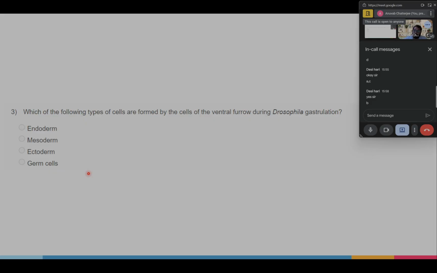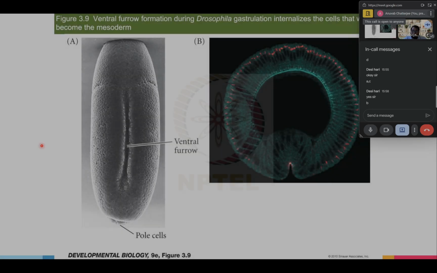Okay, DC Hari says that it is option B. Let us look at it. This is what a Drosophila embryo looks like, and this is the ventral furrow, which is the belly side for us. And here cells actually invaginate and move inwards. So this is actually part of the mesoderm.